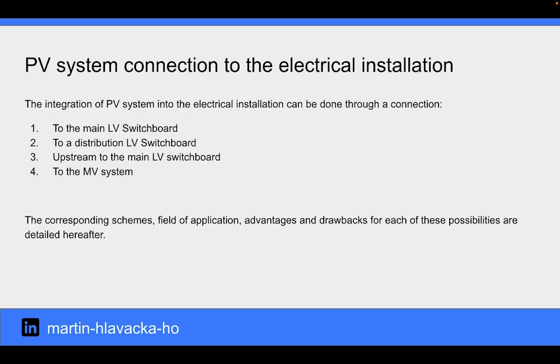The integration of PV system into the electrical installation can be done through a connection to the main LV switchboard, to a distribution LV switchboard, upstream to the main LV switchboard, and to the MV system.